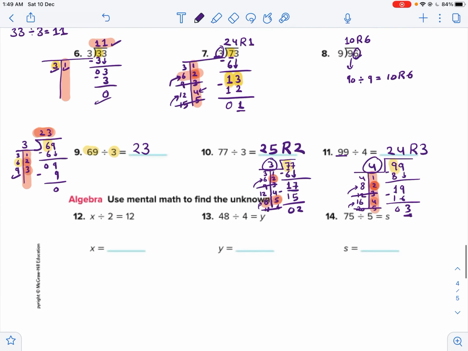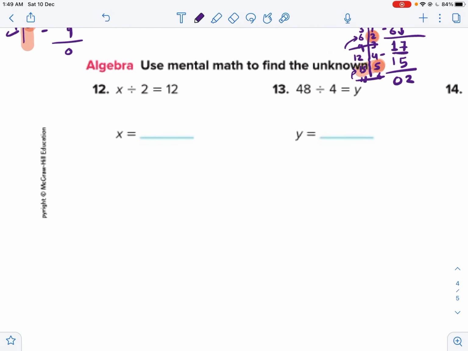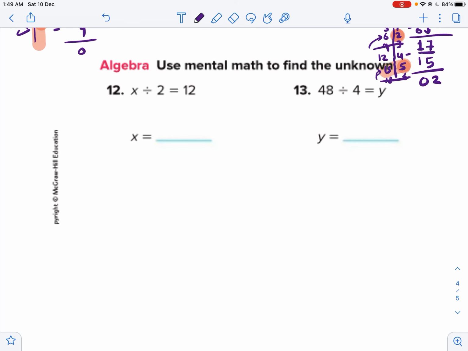Here we are. Let's do 12, 13 and 14. Now x divided by 2 equals 12. Now to do this, or to find x equals to what? We know that x is a big number. It's going to be the biggest number. So it's going to be a big number divided by 2 equals to what? Equals to this 12.